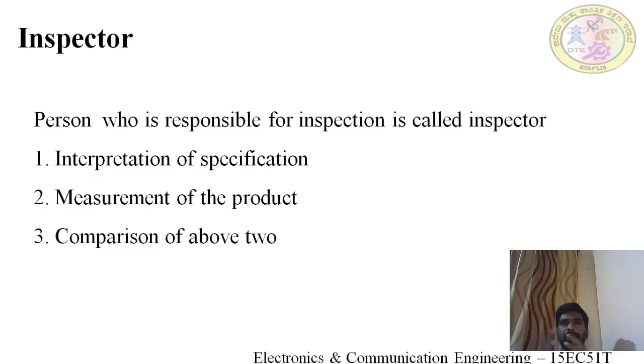See, the inspection work definition has 3 important things, and an inspector should know those 3 important things: interpretation of the specification, measurement of the product, and comparison of the above two. First you should know the standards, and you should know how to measure the product. Then both things have to be compared to find the actual results. That you should know about the inspector.